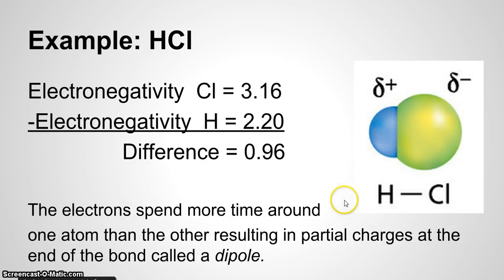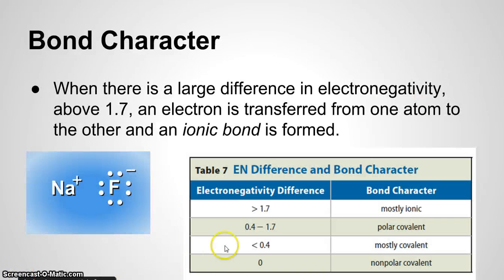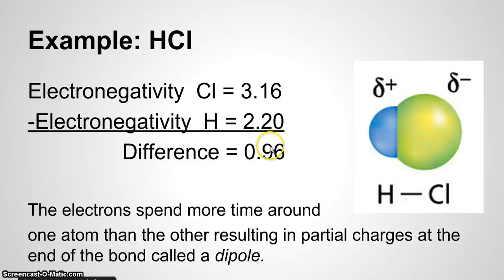Okay, so let's look at an example here with HCl, hydrogen bonded to chlorine. So when we look at our chart at the very beginning of our notes, we find that chlorine has a value of 3.16. Hydrogen has a value of 2.20. We subtract them and we get 0.96. And then if we go back, you can see 0.96 falls in the polar covalent range. So that means the electrons are actually going to be pulled towards the chlorine within the bond.